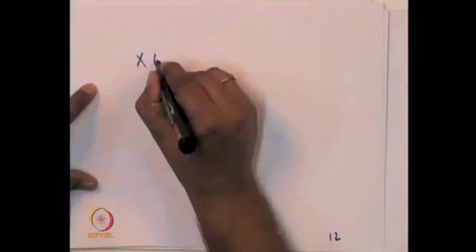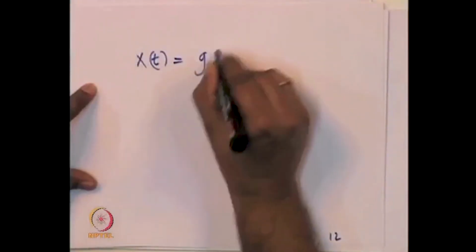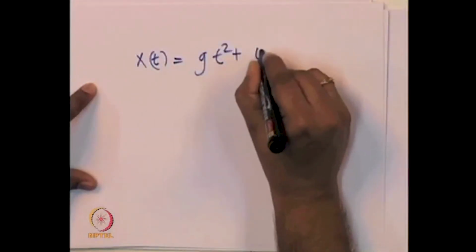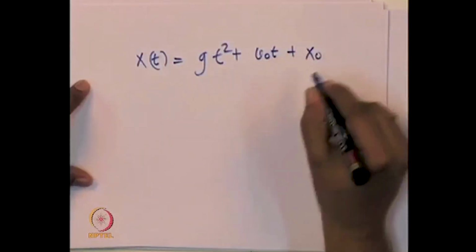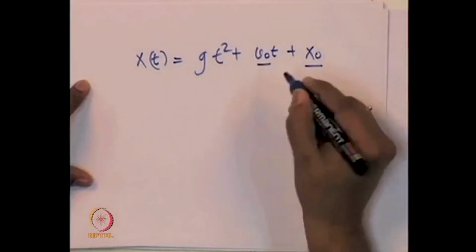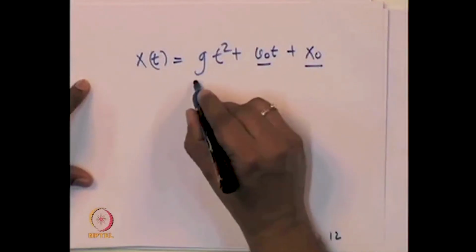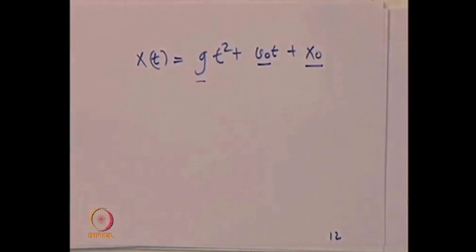You can ask questions by looking at this equation, so let us have a look at it once more. Basically, x of t is g t square by 2 plus v 0 t plus x 0. If we know x 0 and v 0, and we know g, which is a constant, the acceleration due to gravity is a constant.